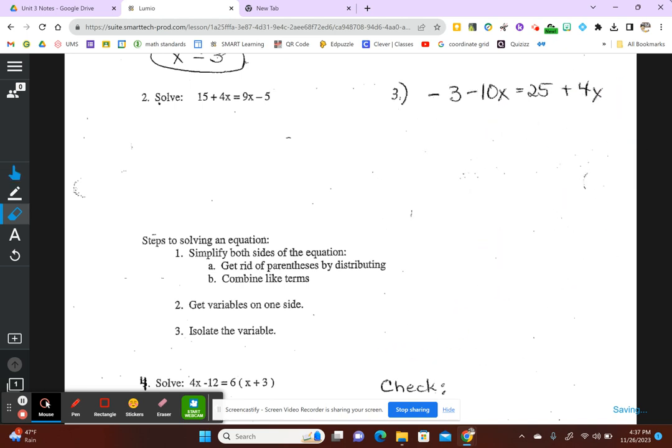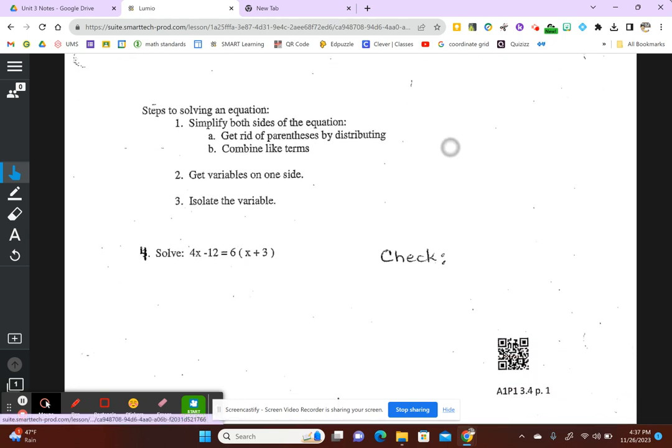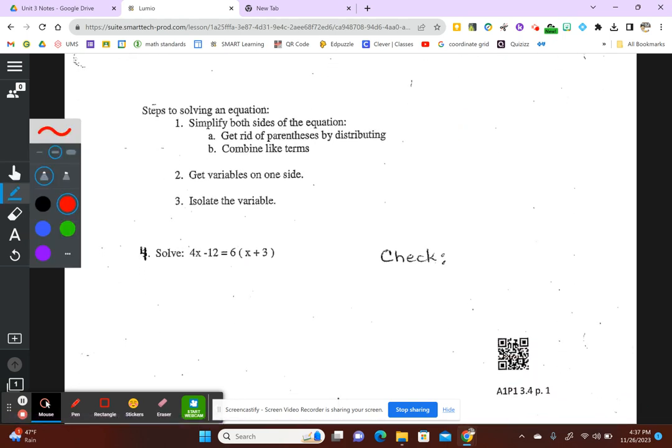So let's go over what exactly we do when we have a variable on both sides. So the first thing we do always is simplify both sides of the equation. That means get rid of parentheses by distributing and combining like terms. Once we do that, we look and we see if we have a variable on both sides. If we have a variable on both sides, we want to get the variable on one side. So that means we're going to either add or subtract variables to either side. Then we isolate the variable.